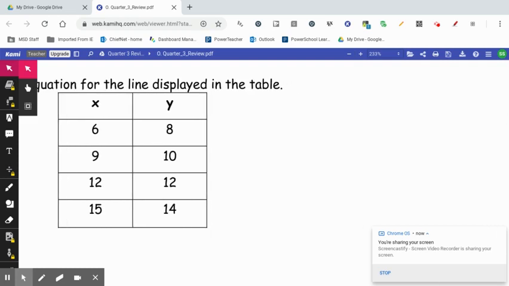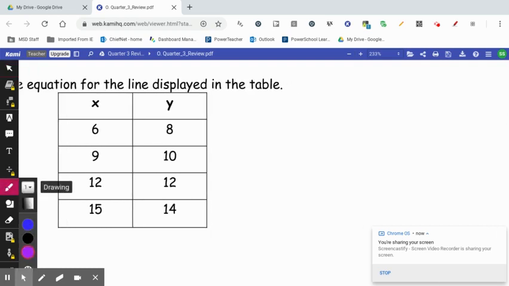Now, the general form of an equation is y equals mx plus b, where m is your slope and b is your y-intercept. So let's start with m. We'll find the slope of our line.